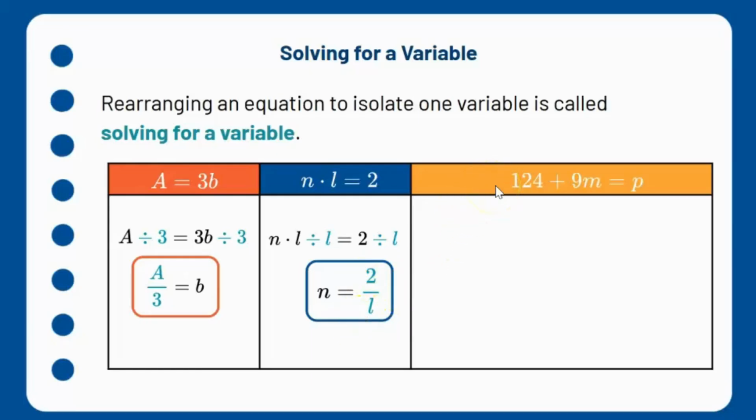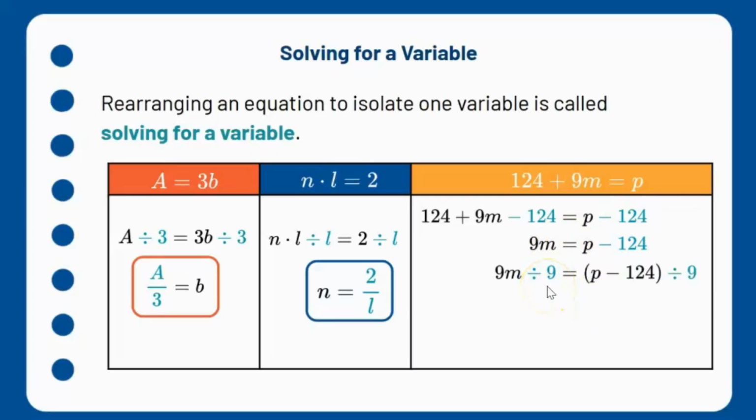Our last equation is 124 plus 9m equals p. This equation has more operations than the other 2, so we'll have a few more steps to rearrange to solve for m. Our first step is to isolate the term that has the variable, 9m. This means we need to subtract 124 from both sides. When we do, we have 9m equals p minus 124. Lastly, we must divide both sides by 9 to isolate m.